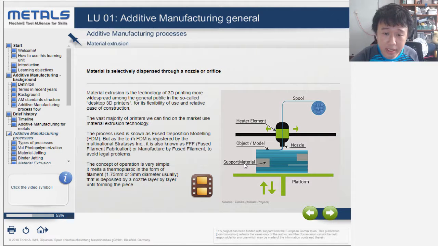Pretty cool. Material extrusion method. Material is selectively dispensed through a nozzle or orifice. Material extrusion is a technology of 3D printing more widespread among the general public in the so-called desktop 3D printers. For its flexibility of use and relative ease of construction, the vast majority of printers we can find on the market use the material extrusion technology.